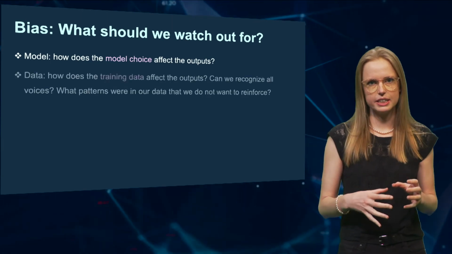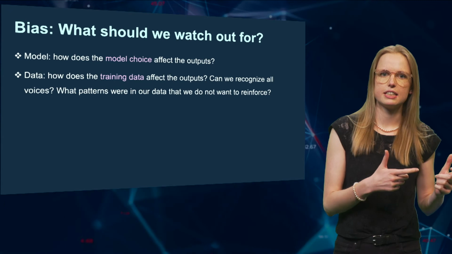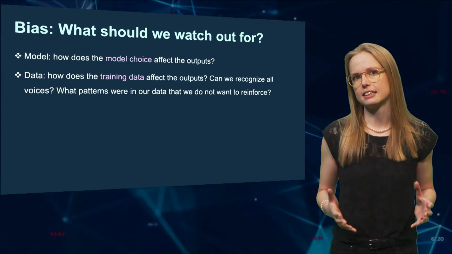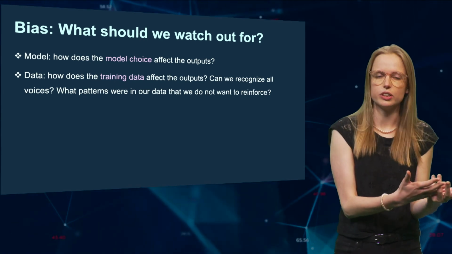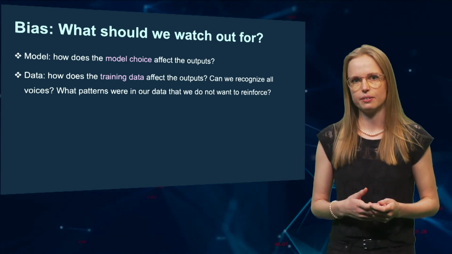And the second one is data bias. For example, if we train a voice assistant model on only male voices, or only specific accent, the chance is very low that the voice assistant will recognize female voices or voices with an accent that did not occur in the training data.